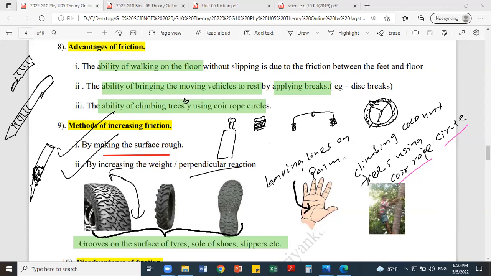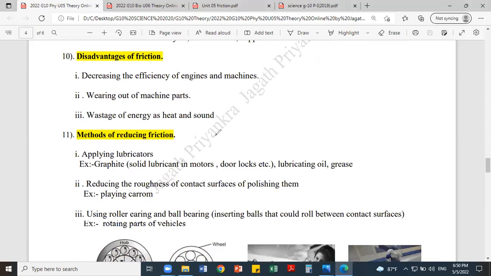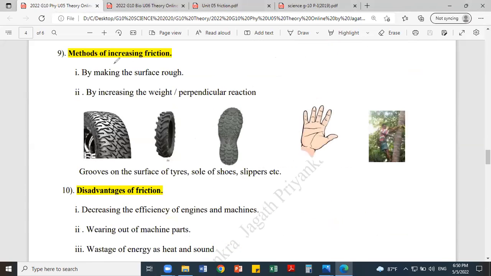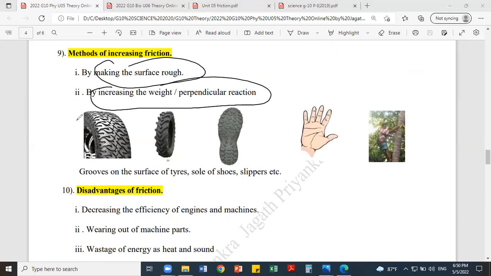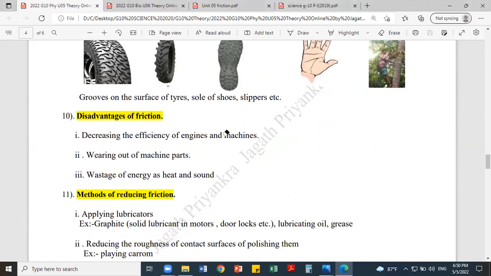So I'm asking about many applications. In physics, there is nothing to memorize. Actually, you should get the concept, not like in biology. So I gave many examples for methods of increasing friction. What are the two methods of increasing friction? Making the surface rough, and the other one by increasing the weight. If you can't increase the weight, the best thing is to increase the roughness of the surface.